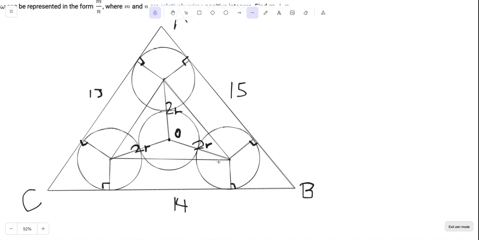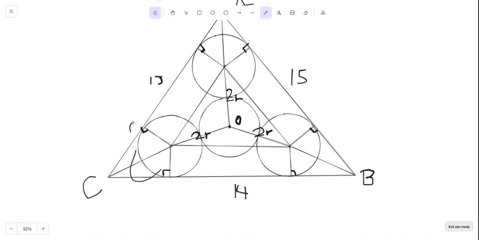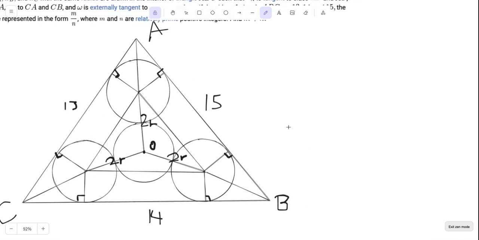Well, if we split this along like this, then these two right triangles are obviously congruent. These two are, and these two are.